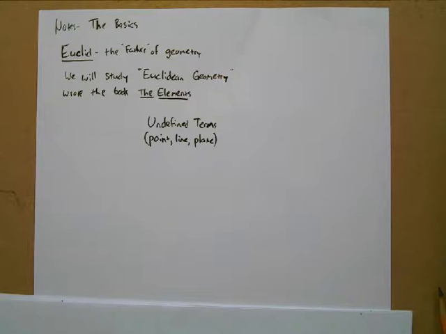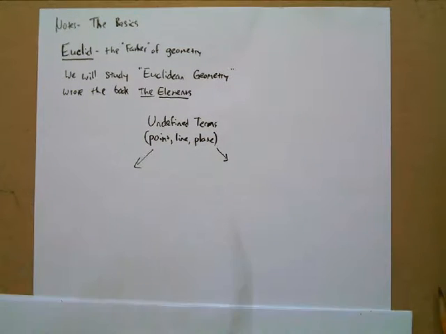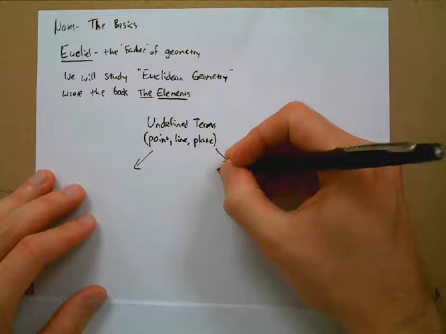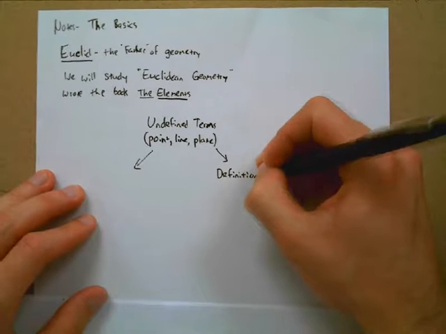But okay. And then from these undefined terms, he developed 2 different things. One building block of geometry would be definitions. And we know what a definition is, right? You've done that in English class. Definitions are basically just words, or terms, if you want to do it that way. In this case, for our purposes, we'll say it's a statement that describes a mathematical object.